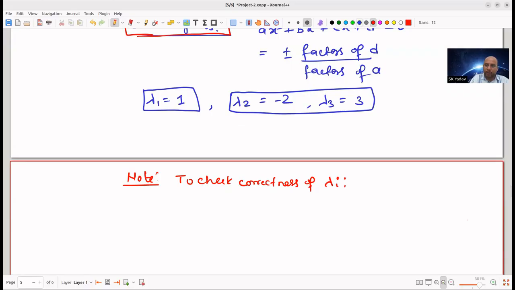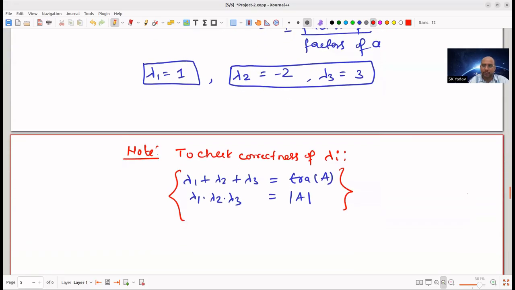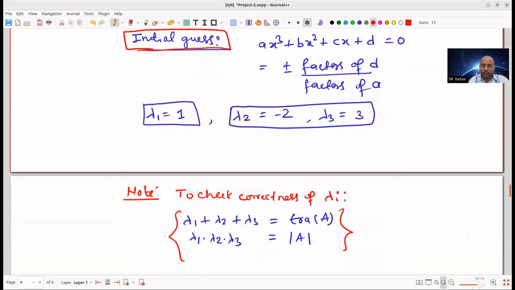First one is a very important property: lambda 1 plus lambda 2 plus lambda 3, that is the sum of eigenvalues, must be the trace of matrix A, and the product of eigenvalues lambda 1 into lambda 2 into lambda 3 must be the determinant of matrix A. So these two conditions you have to verify before moving further to find the eigenvectors. So let us go ahead and you can check the conditions here.